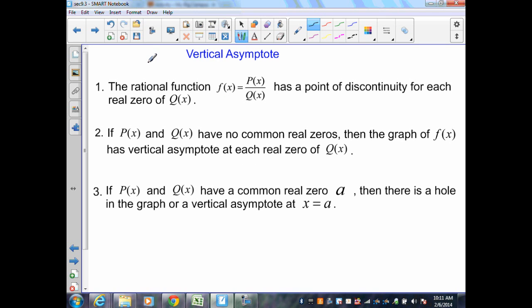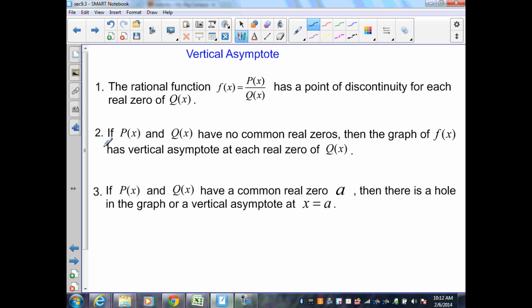Before we look at a rational function, we need to understand a few things. First, we have to take a look at vertical asymptotes. We've done this in our previous sections, but let's look at a few more rules that apply to a rational function. First of all, the rational function f of x equals p of x over q of x has a point of discontinuity for each real 0 of q of x. In other words, when the denominator is 0, we know the function's undefined. So we know something has to occur there. Either there'll be a gap in our function or a hole, or there'll be a vertical asymptote.